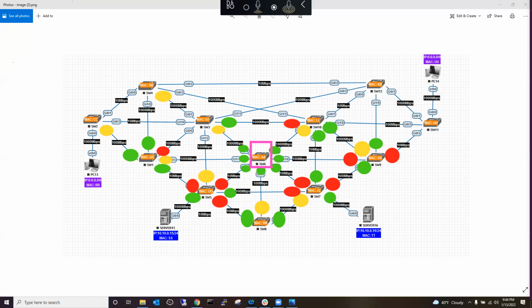Okay, quick question, Patrick. David, yes. The speed between switch 12 and switch 9, that link gigabit 10.